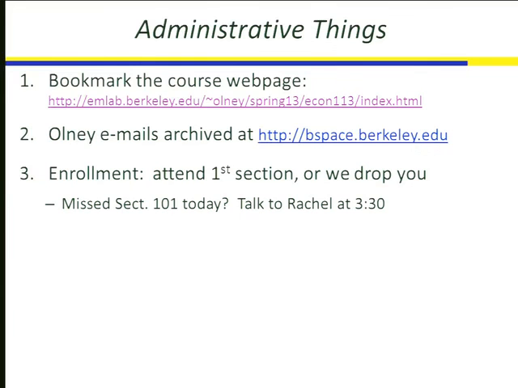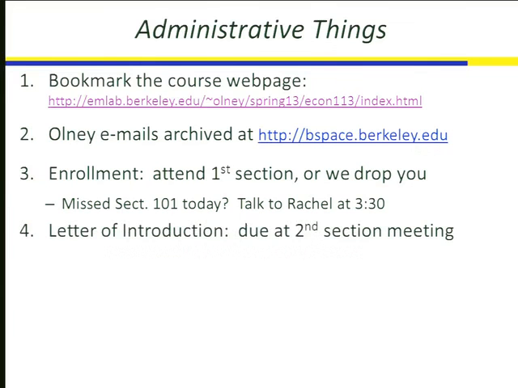Okay. Letter of introduction. At your second section meeting, so not this week, but next week, or the week after if you're in the Monday section, we'd like you to write a 1-page letter of introduction of yourself to your GSI. Include your name, include a photo of yourself to help your GSI put the name and the face together. It's harder in this class than it was in Econ 1 or 100B for the GSIs to learn your name because they're only going to see you once a week instead of twice a week, so those pictures are really important.